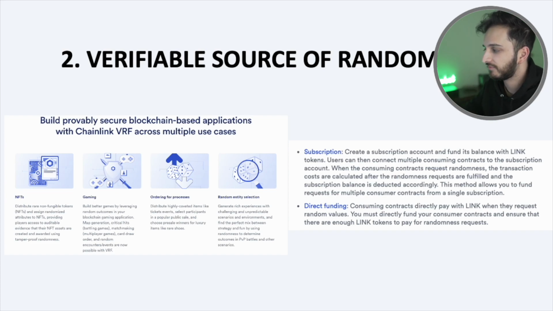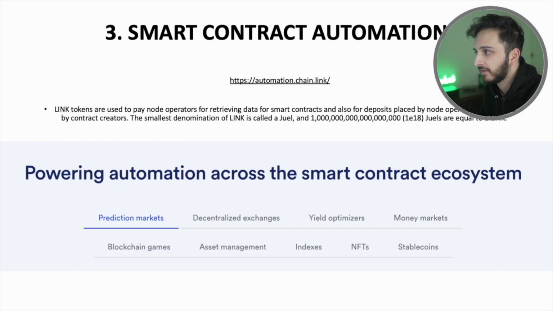The second way is direct funding. So essentially, if you're a smart contract creator, you can directly pay with Link whenever requests for random values are required. And so it says here you must directly fund your consumer contract and ensure there is enough link tokens to pay for the randomness request. So there's basically two ways for smart contract owners to essentially get their verifiable source of randomness. So that's the second thing that Chainlink does.